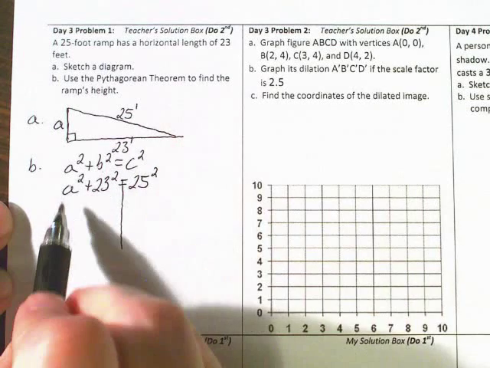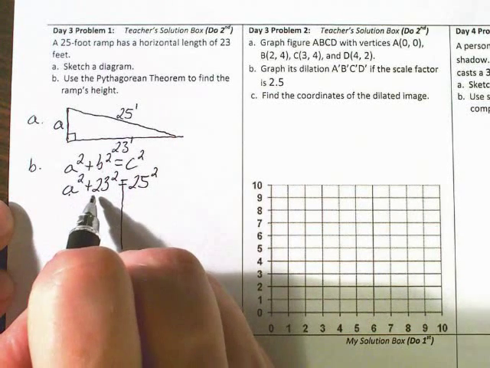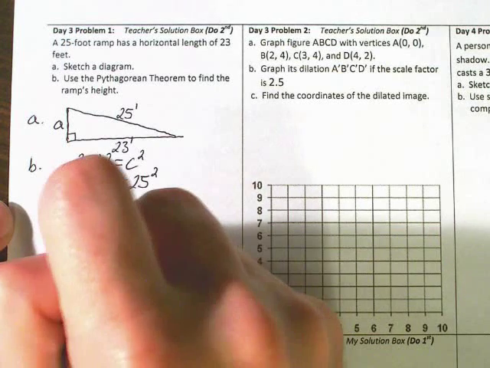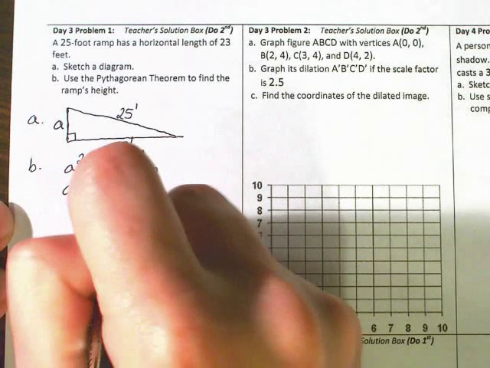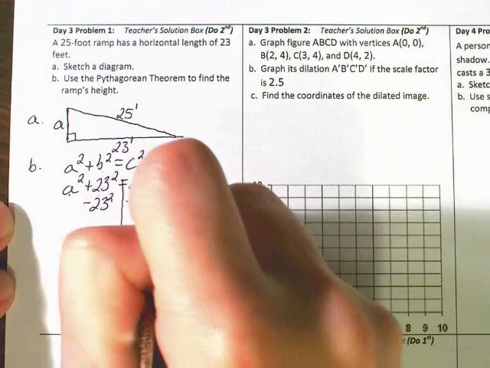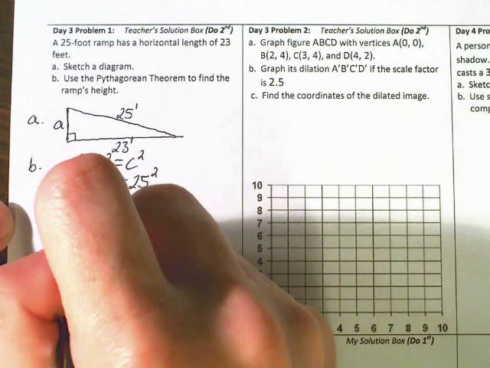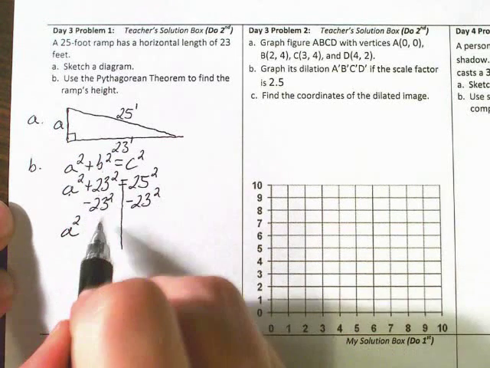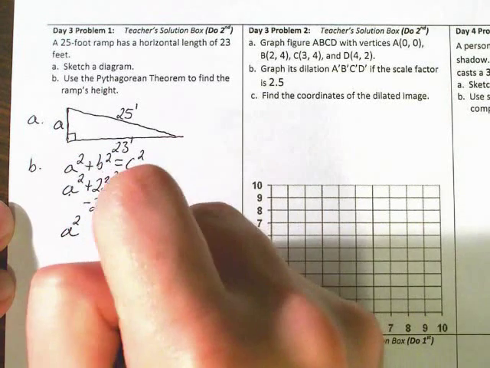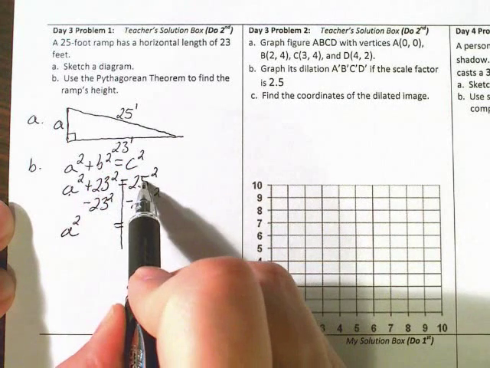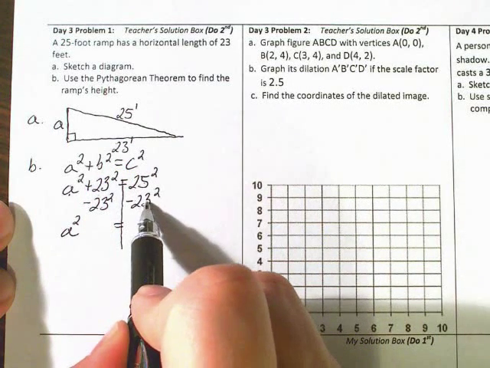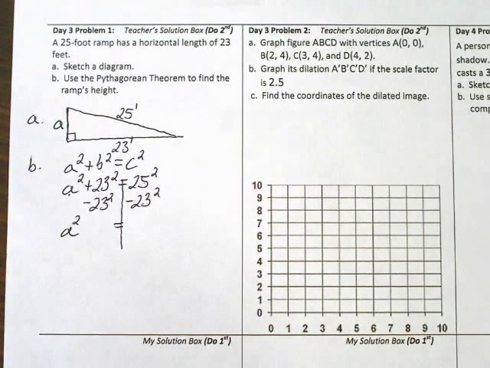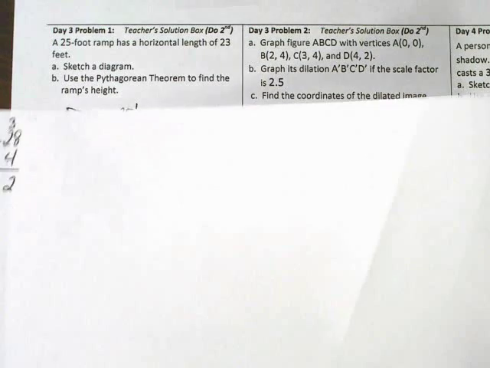To solve this equation for the letter A is going to necessitate subtracting the 23 squared. So subtract 23 squared, subtract 23 squared. The a squared can be brought straight down. 23 squared subtract 23 squared is 0, and that is equal to 25 squared subtract 23 squared. So I'm going to grab a piece of scrap paper and we're going to figure out 25 squared subtract 23 squared.